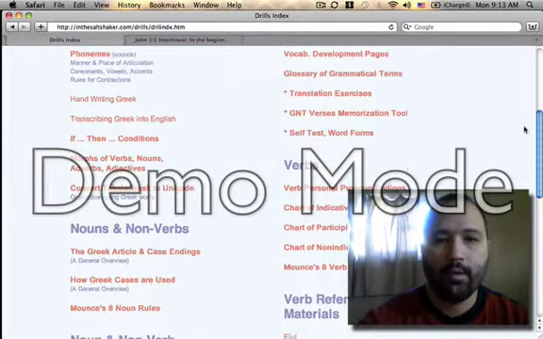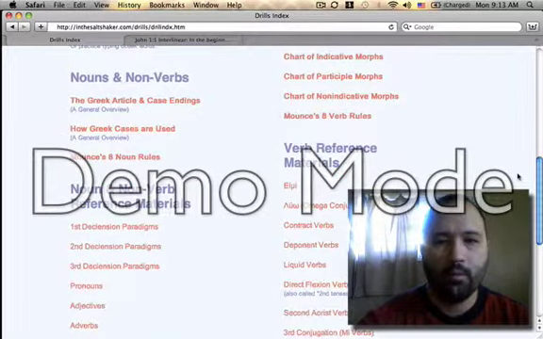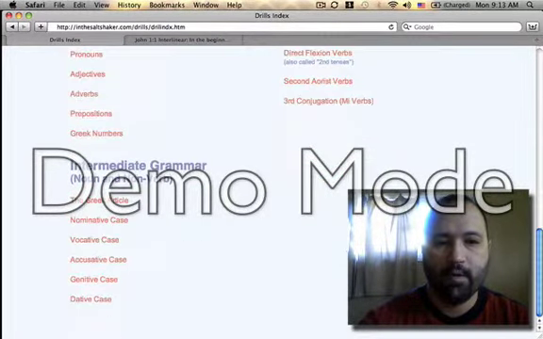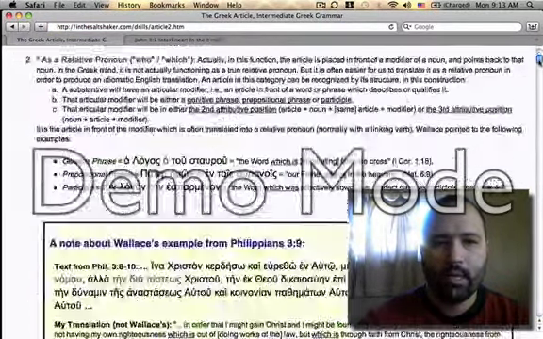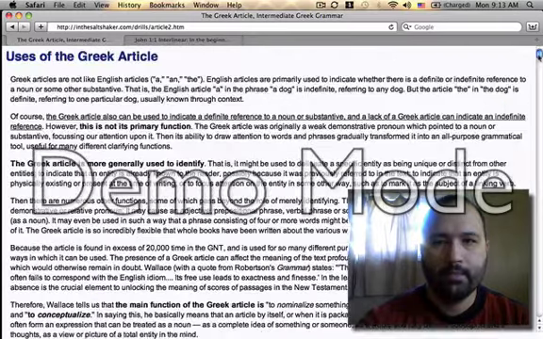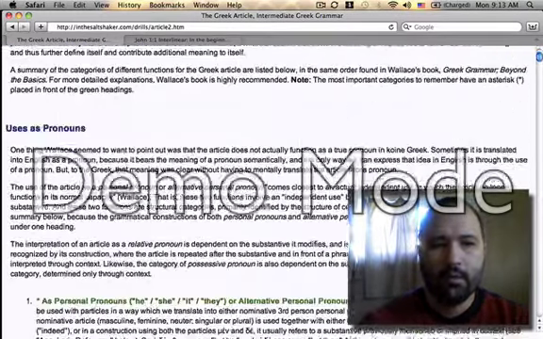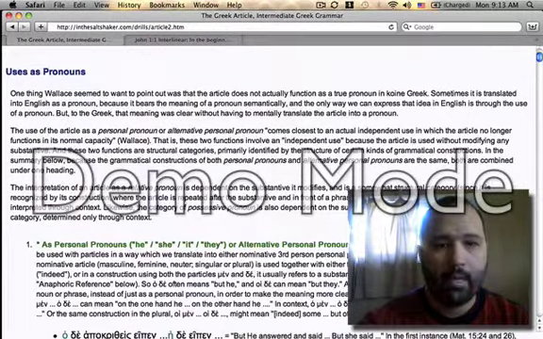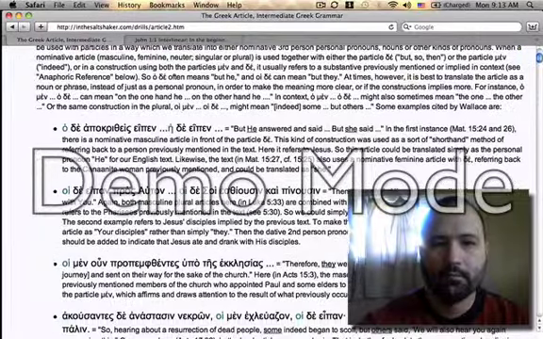If you go over all of these, it will drill you. It will teach you and drill you in all the elements of Greek grammar, and it's very effective. For example, the Greek article. The uses of the Greek article. Its purpose, its meaning, its works, overview, its functions. The use as a pronoun, because the Greek article can be used as a pronoun.